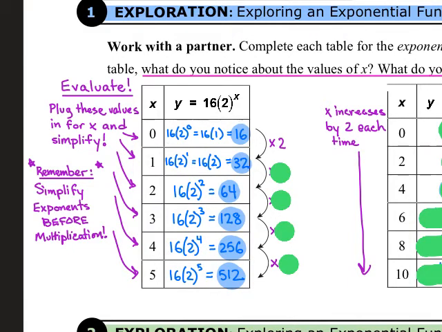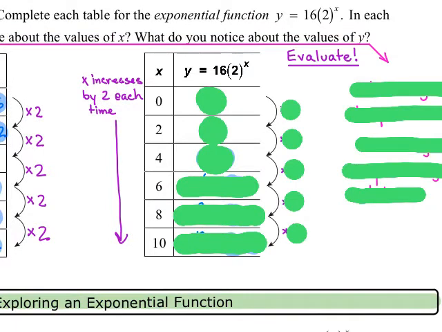So to get from 32 to 64, we can multiply 32 times 2 to get 64. 64 times 2 is 128. 128 times 2 is 256, and then to finish the pattern out here, 256 times 2 is 512. So let's take a look at the second example, and we'll see if we can catch any patterns here.